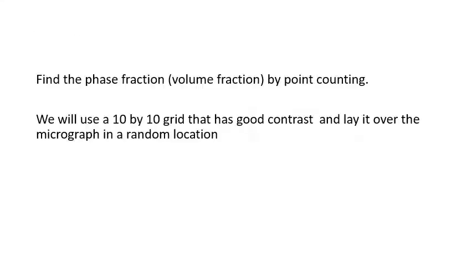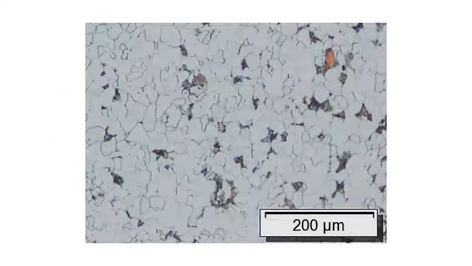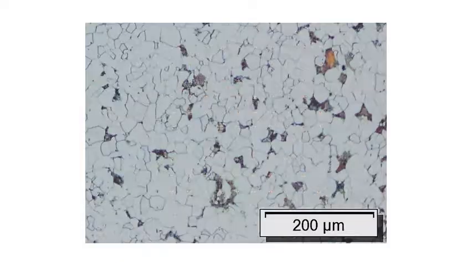Now we're ready for an exercise. The exercise will be to find the phase fraction associated with the volume fraction by point counting. As mentioned, we're going to use a 10 by 10 grid. Here's the image. Here's the 10 by 10 grid.